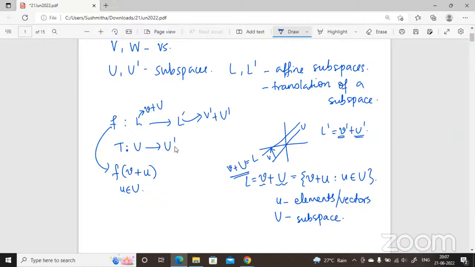So now is it clear that f of an element in L is going to look like V plus U? Is this clear? Yes, ma'am. Madam, can we say that any transform defined by a polynomial of order 2 and above is not an affine subspace? We can say that, yeah.